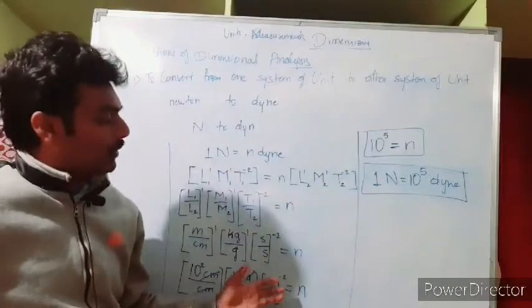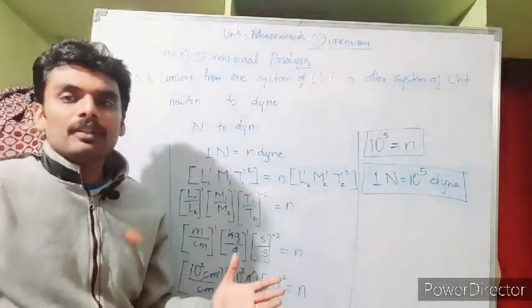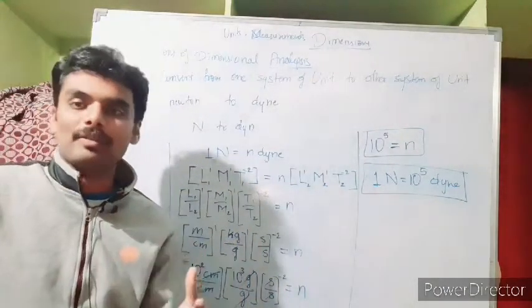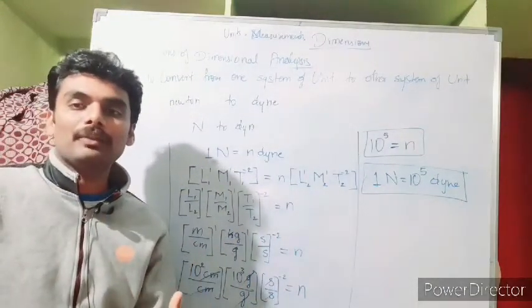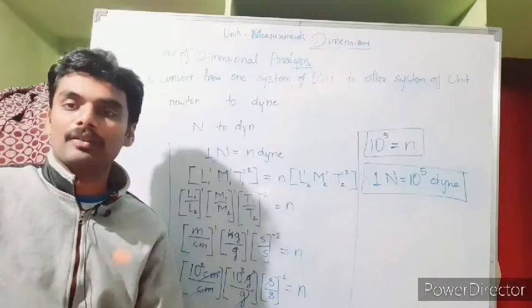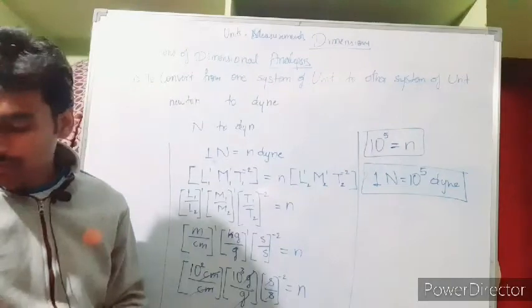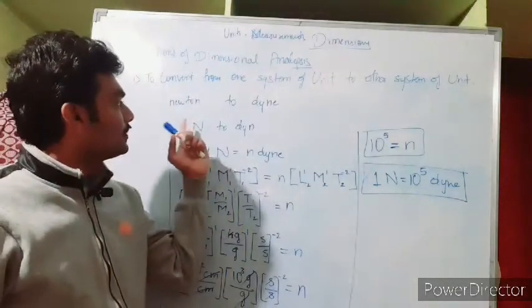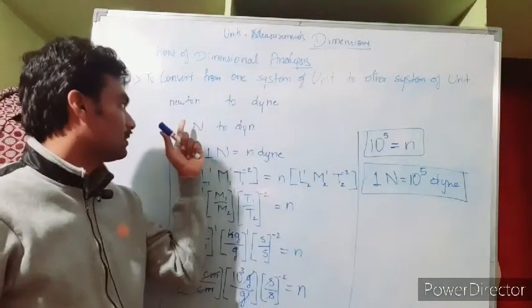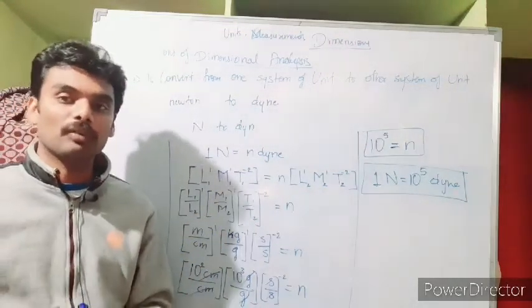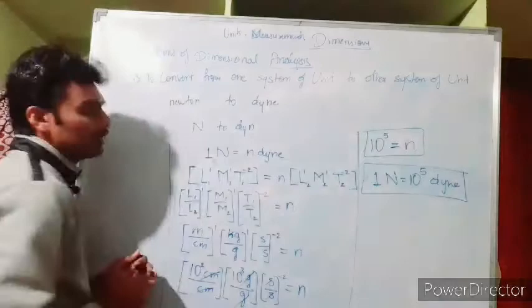Now we shall see how to convert in the same way. The same procedure is followed to convert from SI system to CGS system again, but the quantity will be different. The quantity will be energy or work. So we'll see how to convert the unit of work. What is the SI unit of work? It is joule, right? You all know that.